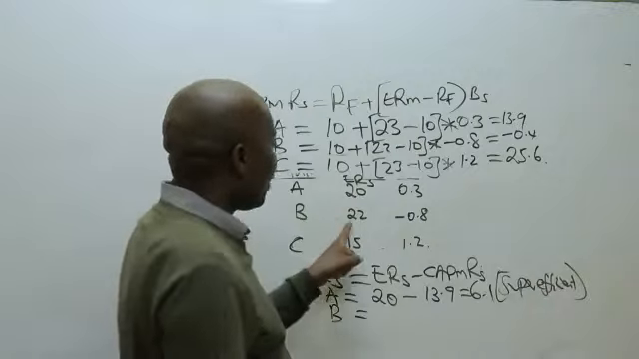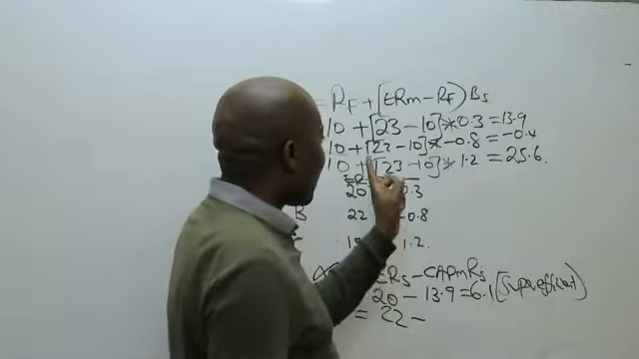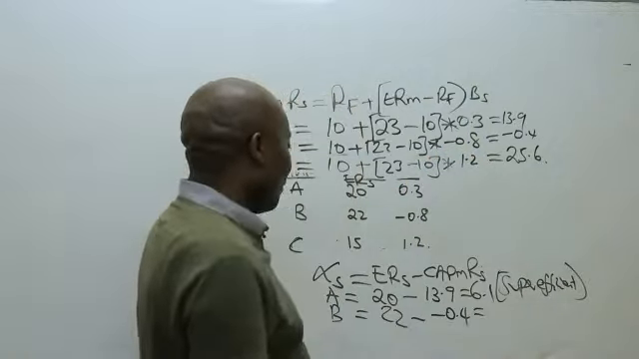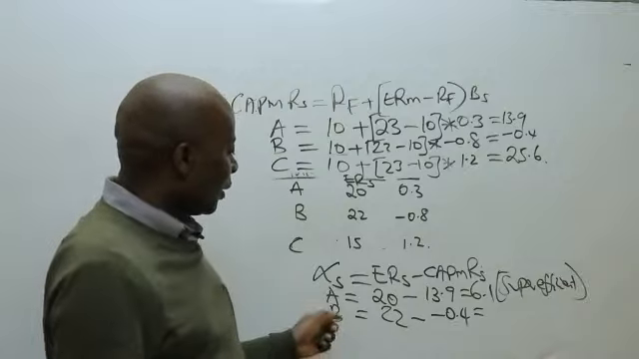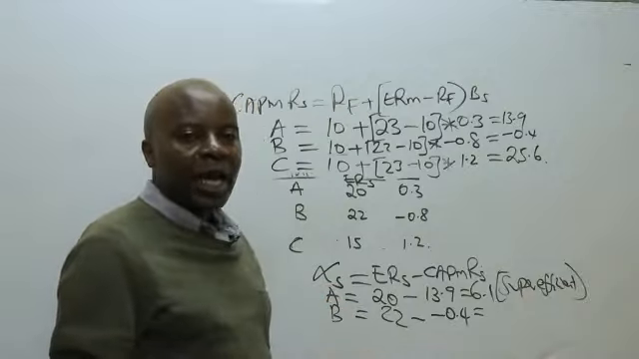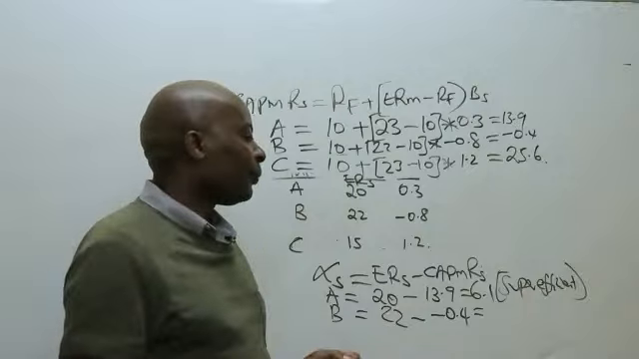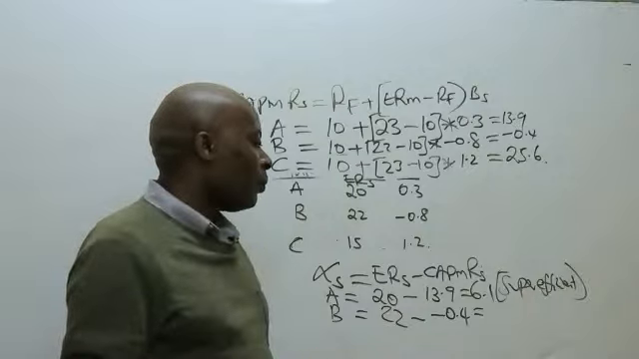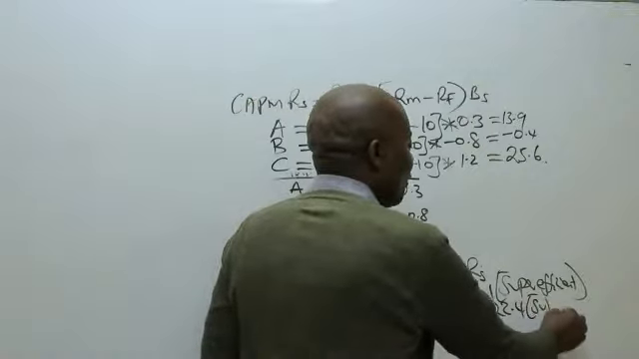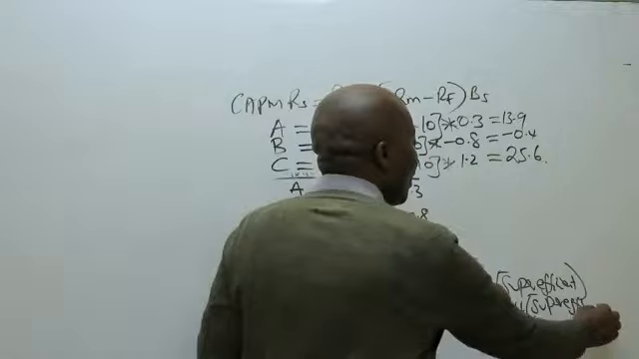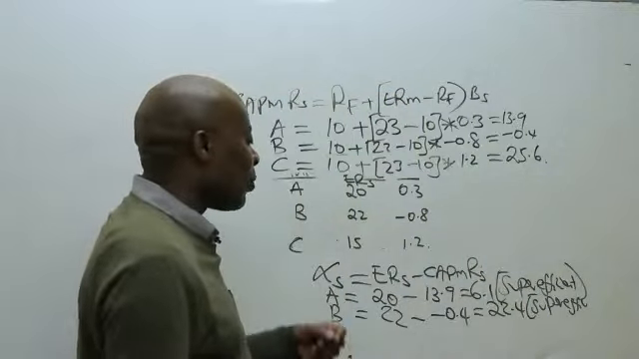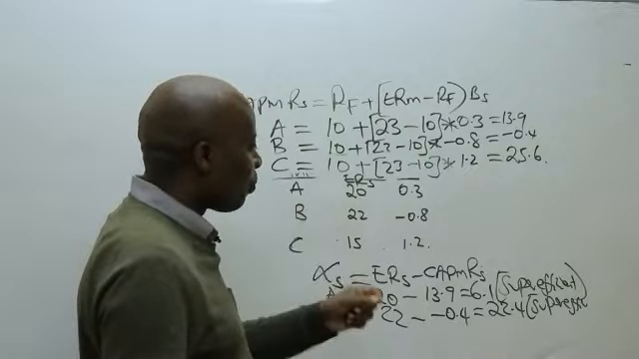For B, we have expected returns of 22 minus the CAPM returns that we got up there, which are negative 0.4. So ladies and gentlemen, come and give us the alpha value of B. 22.4. Again, it's profitable. So this means it is super efficient. So long as it's a profitable security, we'll be talking of super efficiency.